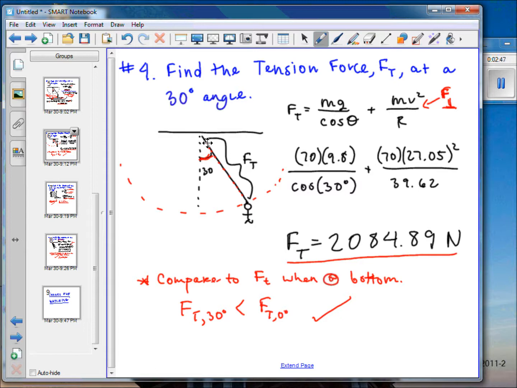And when we compare that to the force of tension when you're at the bottom, it makes sense because obviously the force of tension at the bottom is going to be much greater, which will come in handy a little later when we are finding the stretch. So we'll be looking at that a little later.